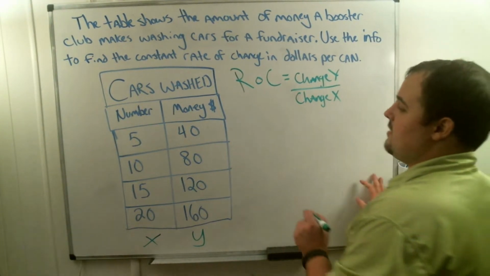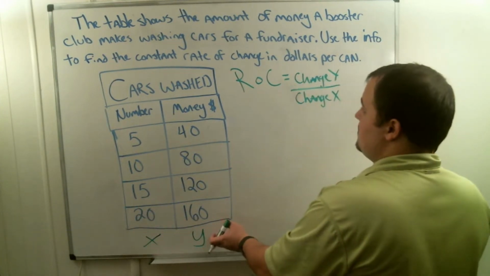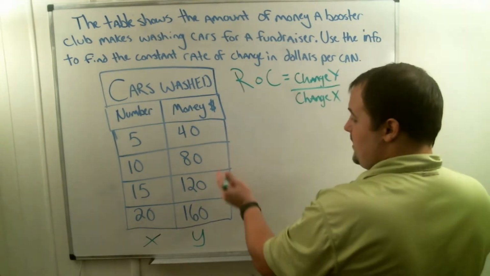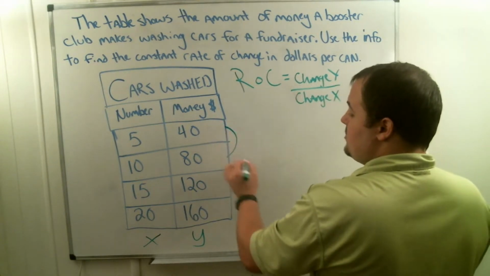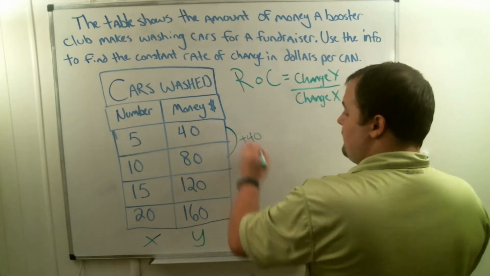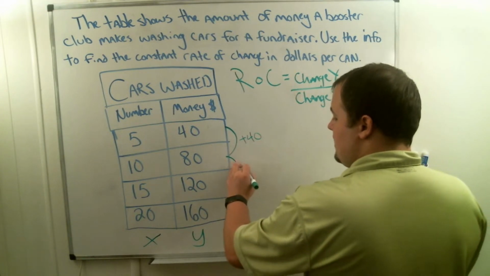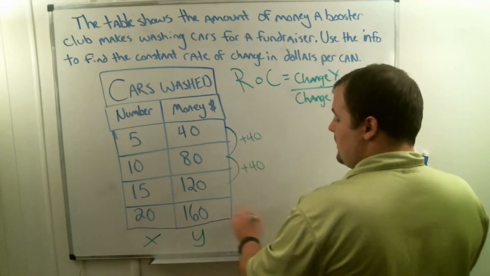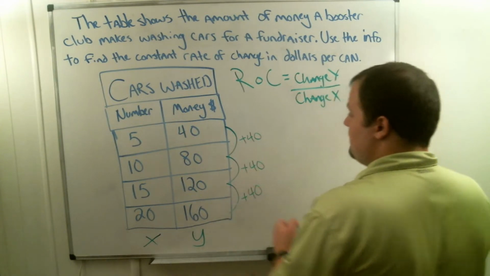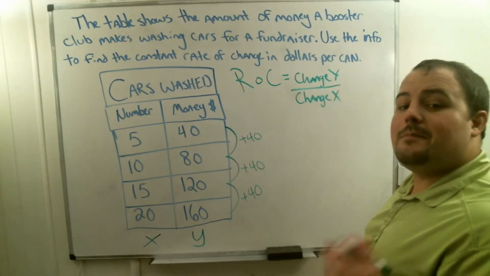So let's just check. Since we know that this is the x and this is the y, the first thing we're going to do is find the change in y. Since this is the y, what do I change by to go from 40 to 80? I'm going to change by 40. What do I change by to go from 80 to 120? Again, I'm going to change by 40. 120 to 160, I'm changing by 40. So right now, the change in y, which is going to go on top, is 40.